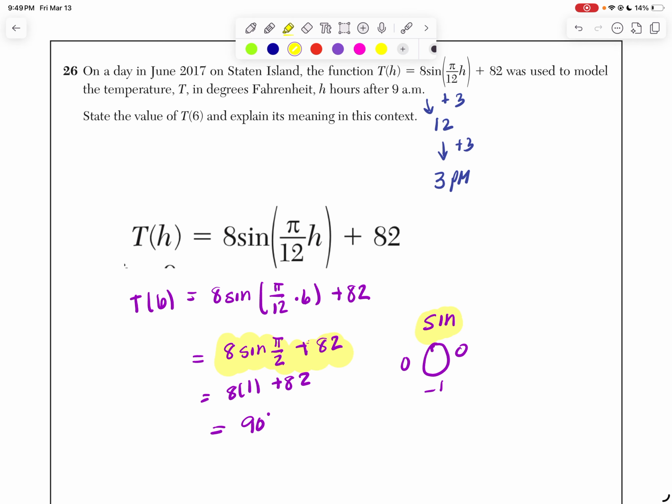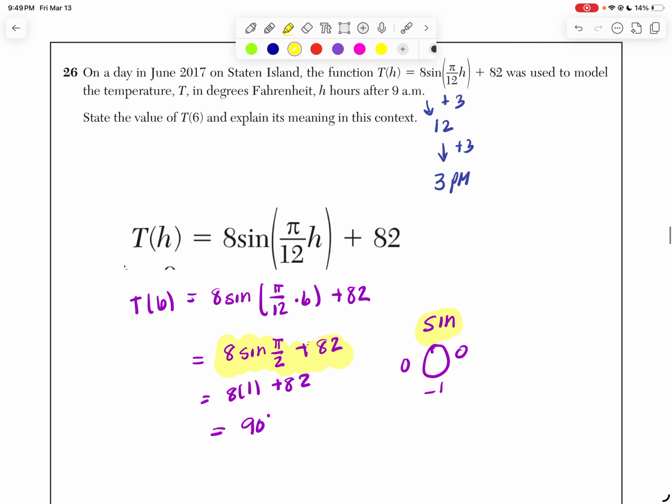Now, that gets us a point. Now we need to explain what this means. So we can basically now say at 3 p.m., it is 90 degrees Fahrenheit. And that's your final answer.